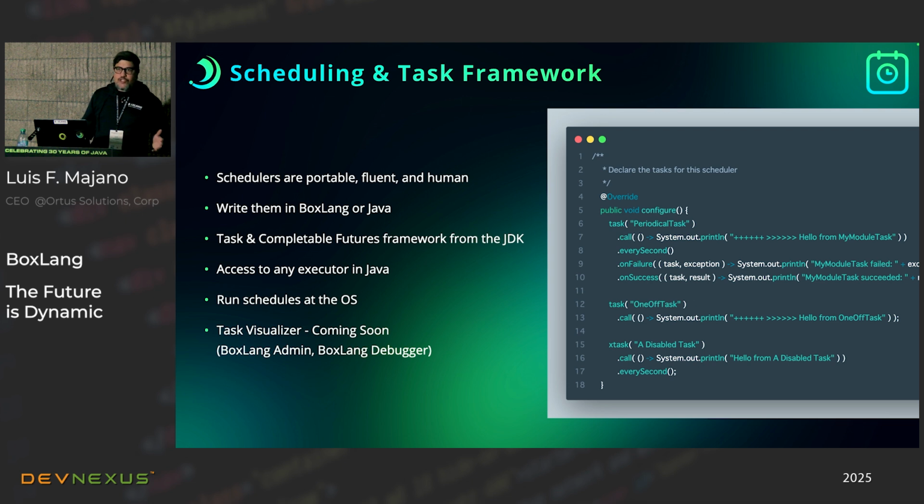They basically leverage the completable futures API in the JDK. You have the ability to declare different executors, even virtual threads if you wanted to. And you can even schedule them at the operating system. You don't even need, for example, cron. You can just say BoxLang schedule and the name of your scheduler class, and that's it.